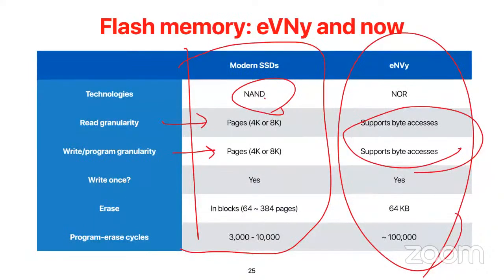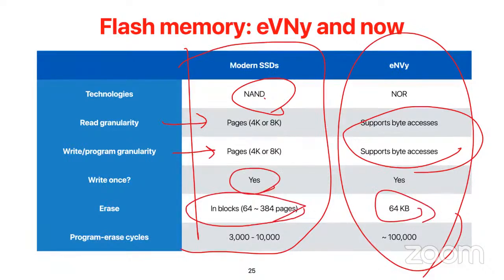But on the other hand, they all have the write-once feature before you erase the blocks, in 64 kilobytes or 64 to 384 pages. So you can only erase the pages in bulk, and you cannot reprogram or rewrite before you erase. Another more problematic thing is that in NOR flash, you can erase a byte 100,000 times. 100,000 seems like a lot, right? However, for modern SSDs, you can only erase the same page 3,000 to 10,000 times. And the later the technology, the fewer program-erase cycles you have.